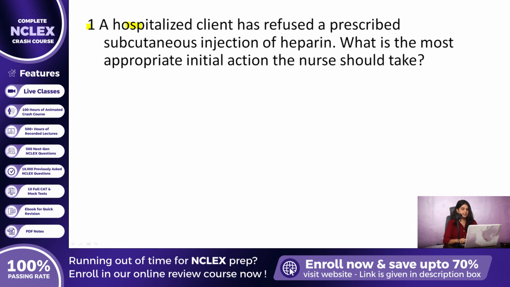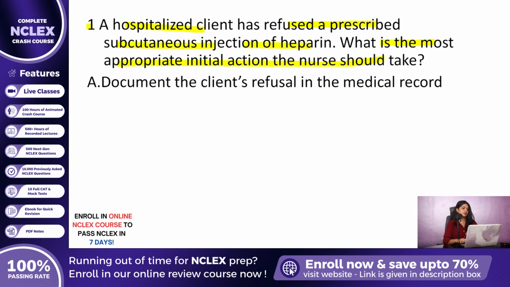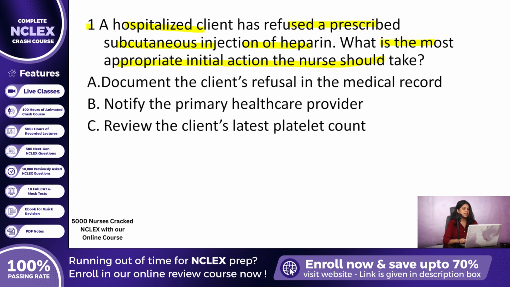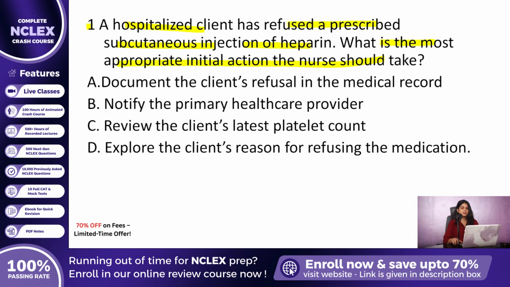A hospitalized client has refused a prescribed subcutaneous injection of heparin. What is the most appropriate initial action the nurse should take? The options are A. Document the client's refusal in the medical record. B. Notify the primary healthcare provider. C. Review the client's latest platelet count. Or D. Explore the client's reason for refusing the medication.